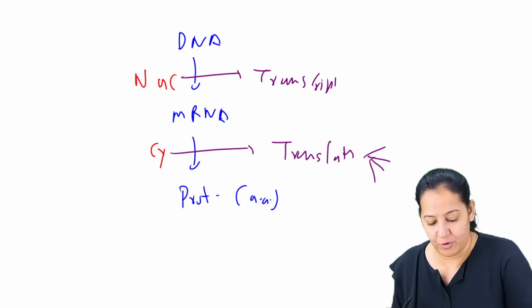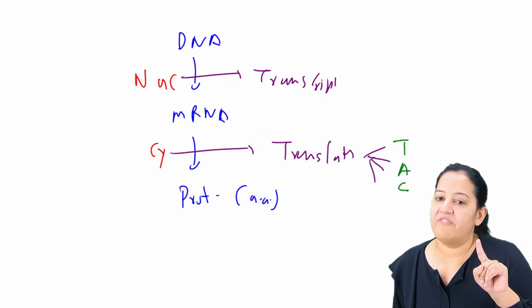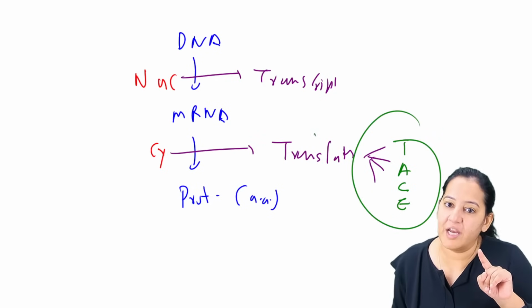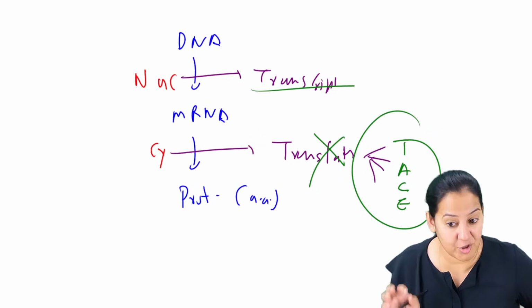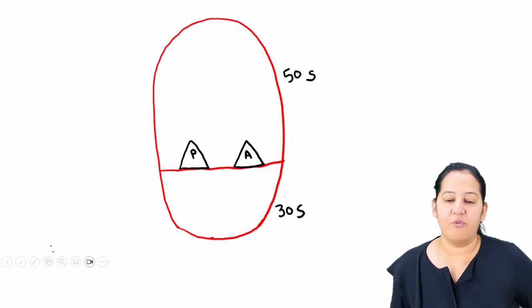My point is that I'm going to teach you 4 drugs now. They all 4, tetracycline, aminoglycoside, chloramphenicol, and erythromycin, they all inhibit translation. None of them inhibit transcription. It's a very important PYQ. Okay, they all inhibit translation. You got it? So let me tell you the 4 steps of the translation.